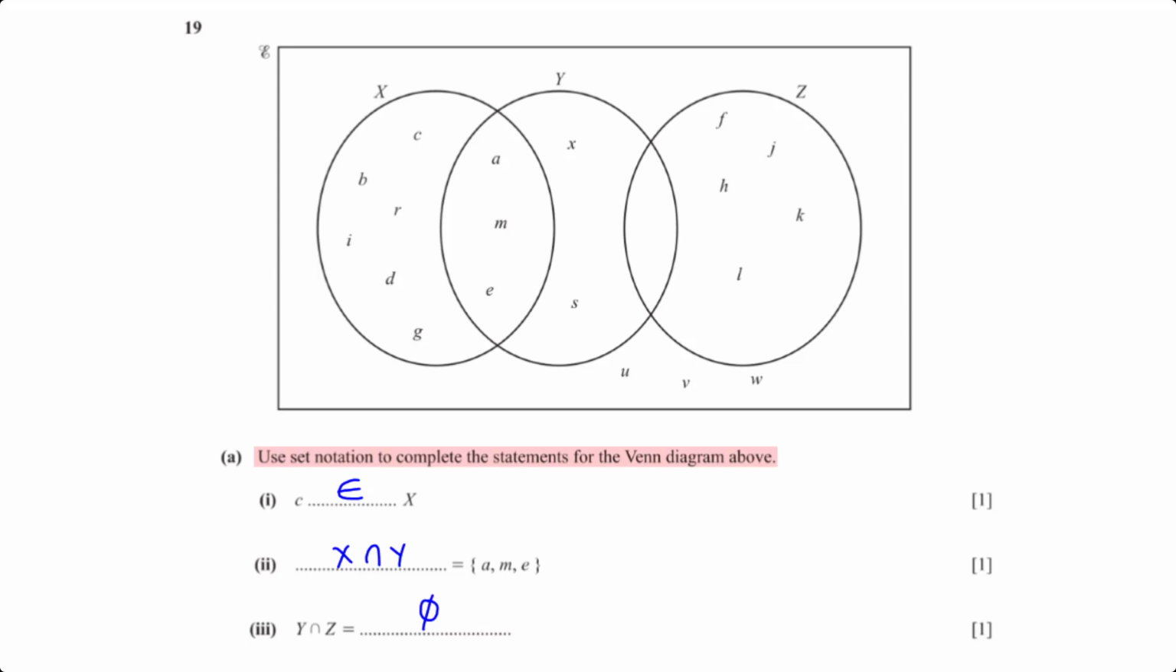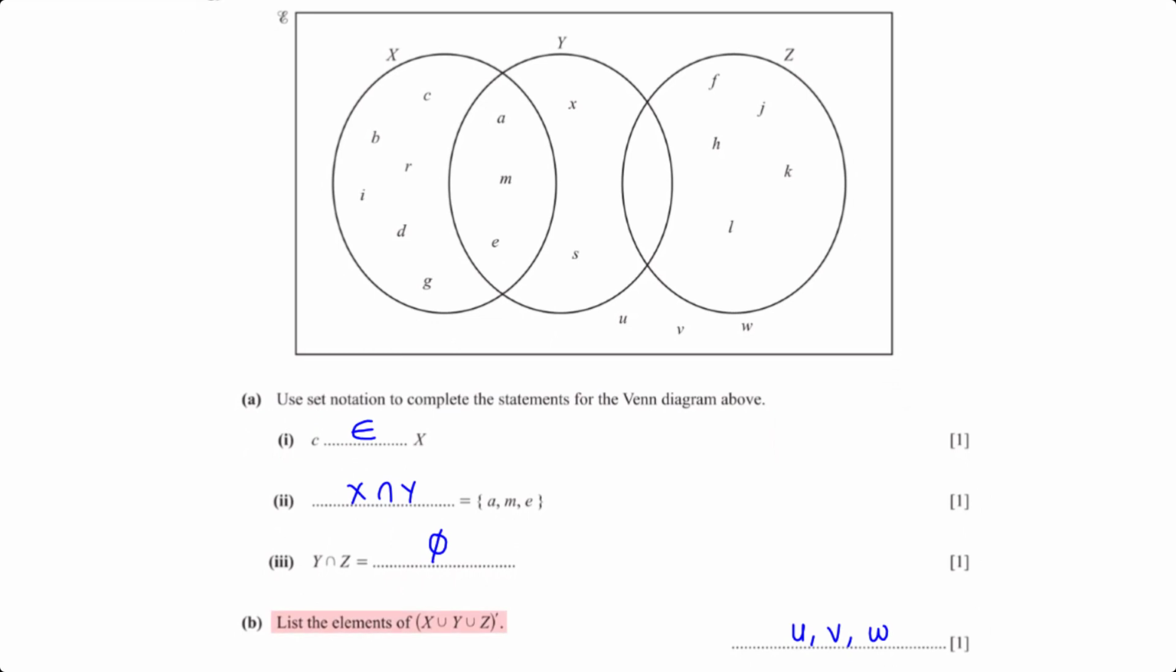Use set notation to complete the statements for the Venn diagram above. C is a member of set X. The region X intersection Y contains the set of elements A, M, E. Y intersection Z equals blank. There are no elements in the region Y intersection Z, so we have a null set.